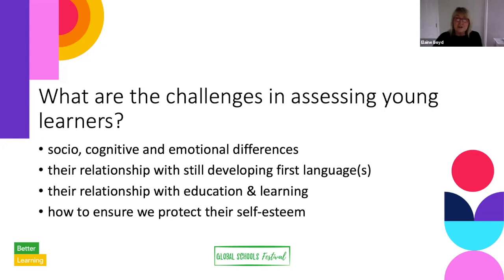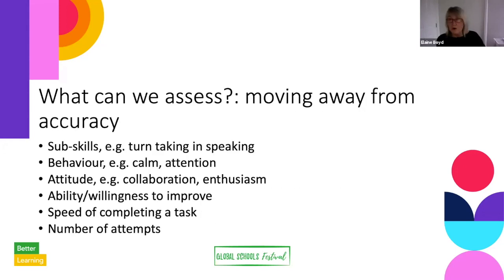So let's just move on a little bit and think, just before we look at some examples, what kind of things can we assess in our young learners? Now, again, some of you will have thought of this yourselves, or you'd be familiar with it, or you will naturally understand this. But I think we've really got to try and move away from what I call accuracy.